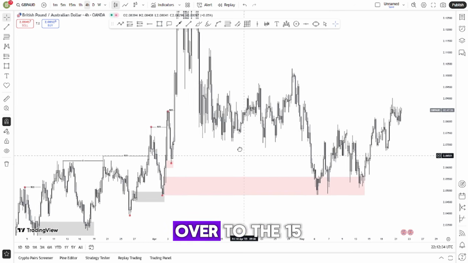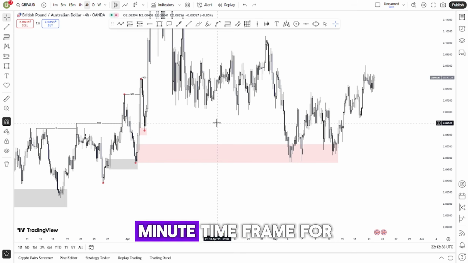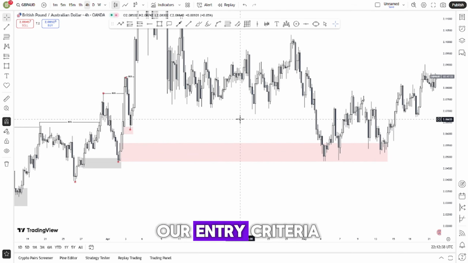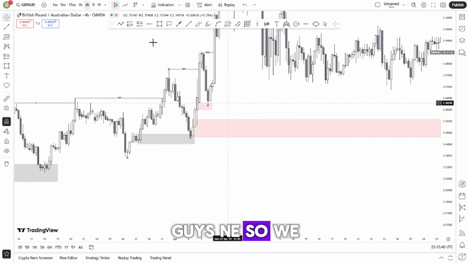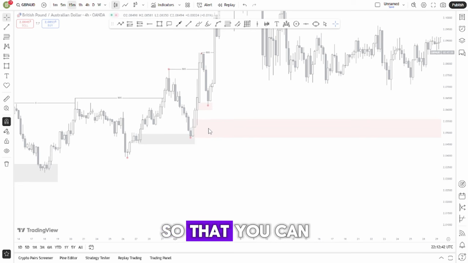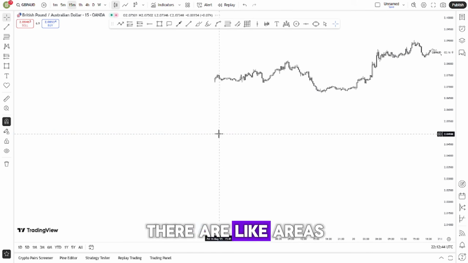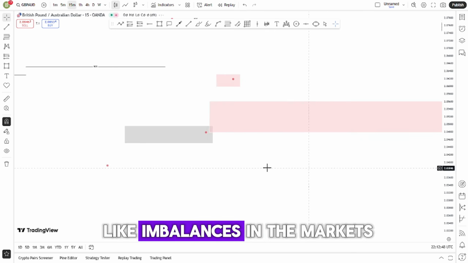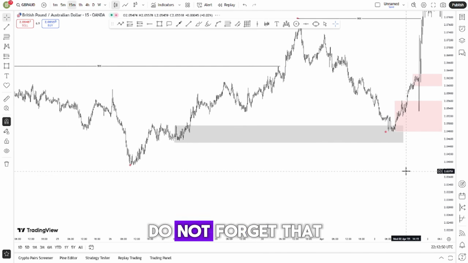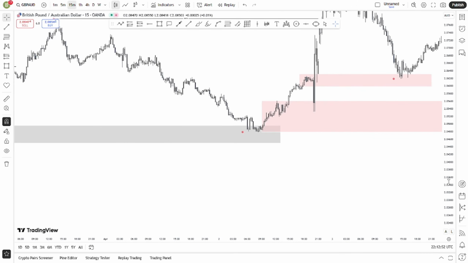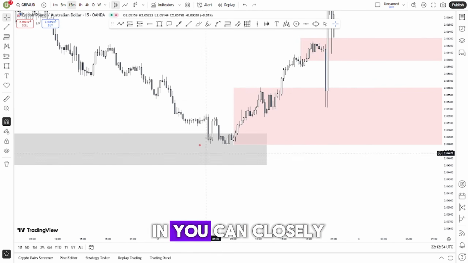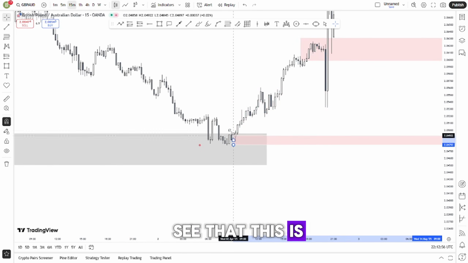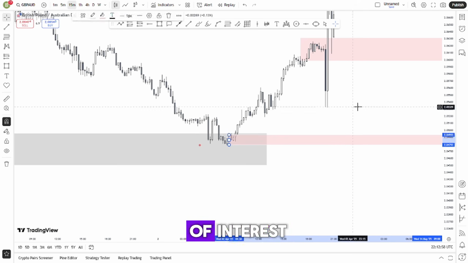Then we can switch over to the 15-minute time frame for our entry criteria, guys. So we can just switch over to the 15 so that you can see if there are areas that needed to be filled up, just because there are imbalances in the market. Do not forget that, guys. So if we zoom in, you can closely see that this is the last area of interest.